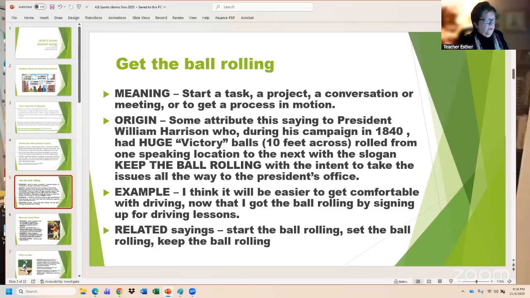Get the ball rolling. Start the ball rolling, keep the ball rolling.